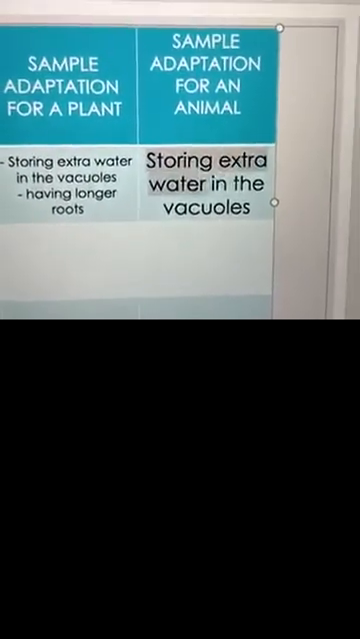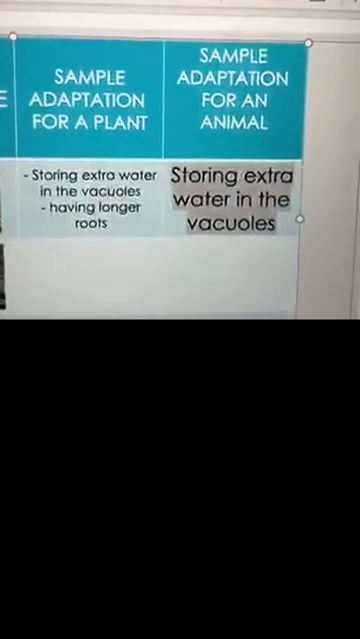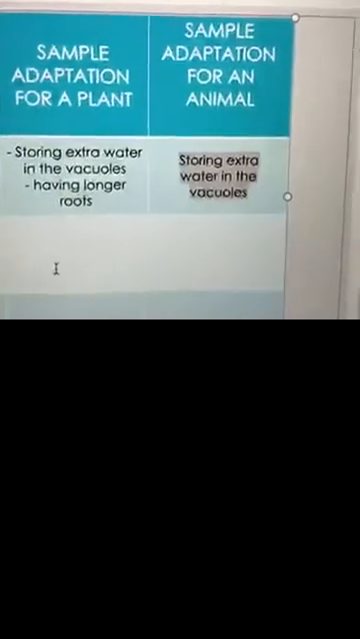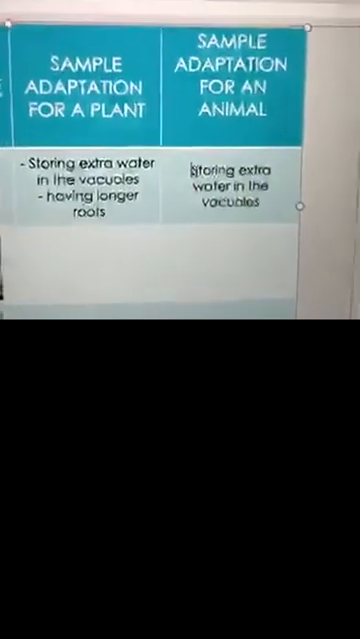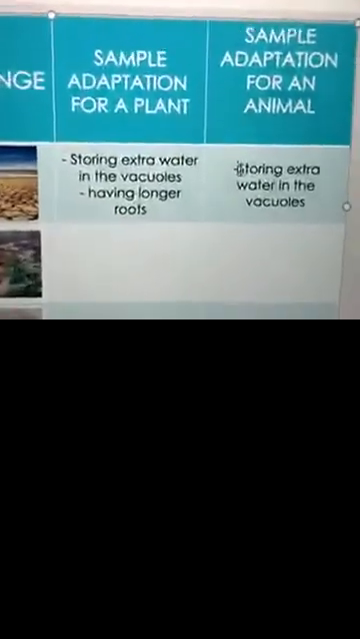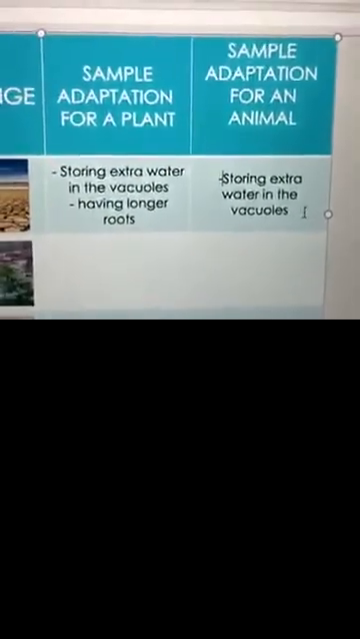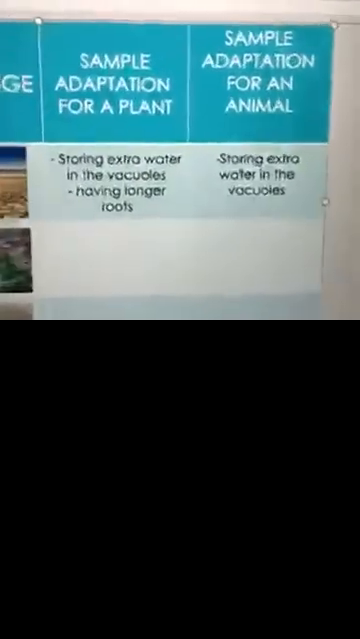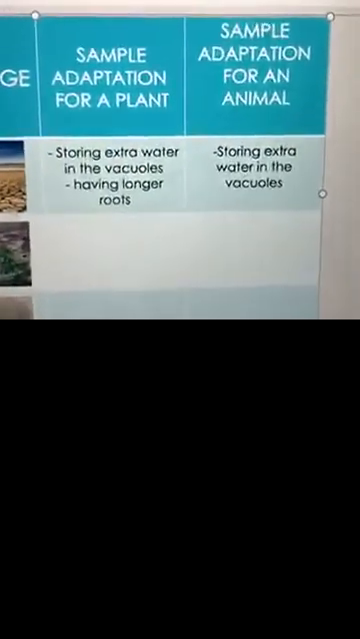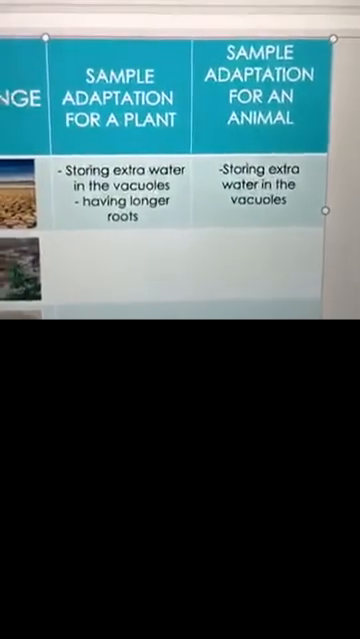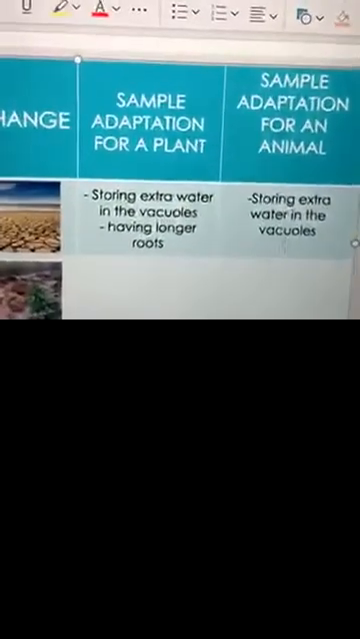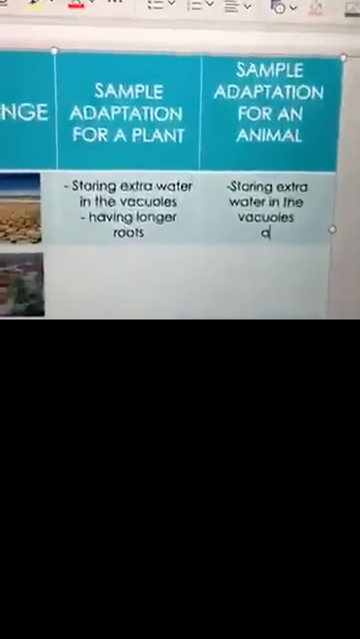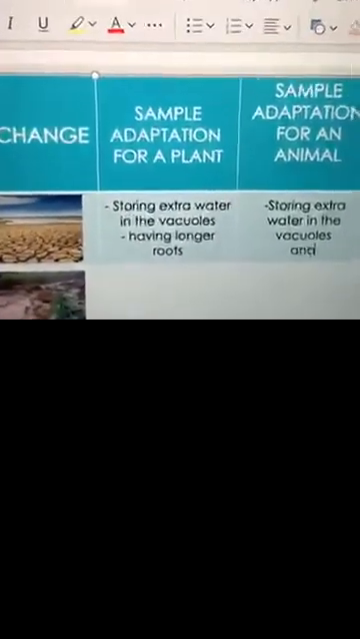And again, I'm just gonna make it a little bit smaller so I can fit more in this box. So storing extra water in the vacuoles. And then Genesis hit on a great point. Camels is another example of an animal that tends to do well with very little water, because their body is designed in such a way that they store extra water in areas of their body. So storing extra water in the vacuoles, and I'm gonna build on that, and other areas of the body.